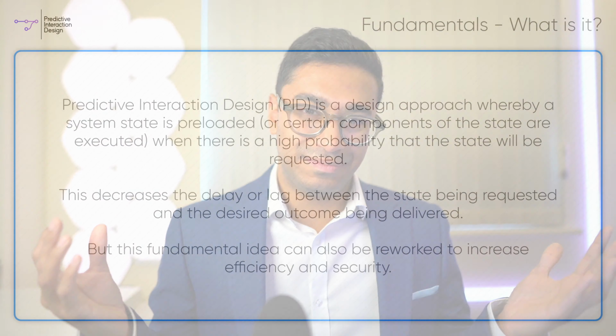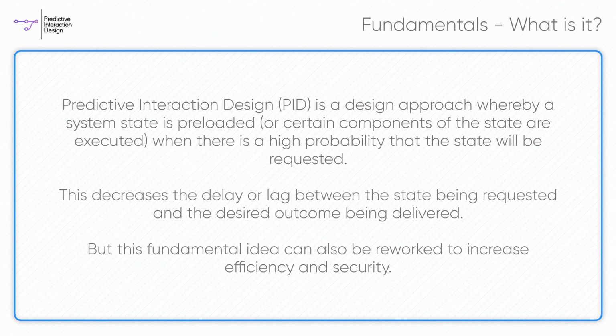Hey everyone, welcome to the Fundamentals chapter of the Predictive Interaction Design course. So let's get straight into it. What is predictive interaction design? Predictive interaction design is a design approach whereby a system state is preloaded, or certain components of the state are executed when there's a high probability that this state will be requested. This then decreases the delay or lag between the state being requested and the desired outcome being delivered.